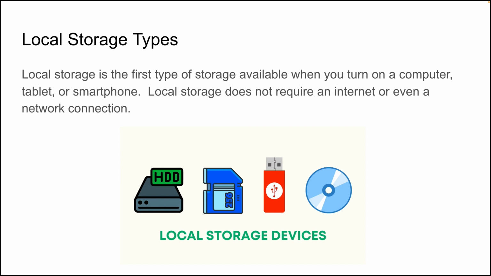Now that we've gone over a couple different storage devices, we'll hop into what local storage means and the different storage types. So a hard drive can be part of a local storage system for a computer. Systems now use SSDs for their hard drives, but local storage is the first type of storage available when you turn on a computer, tablet, or your smartphone. Local storage does not require an internet or even a network connection. So local storage is an example of non-volatile storage.